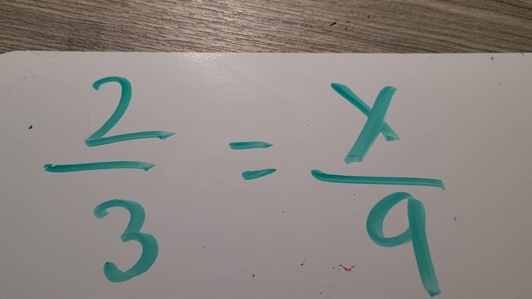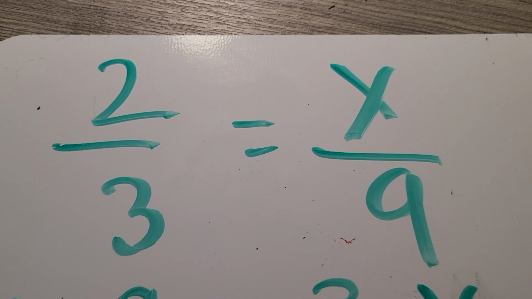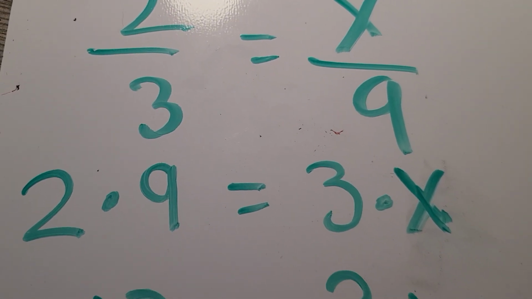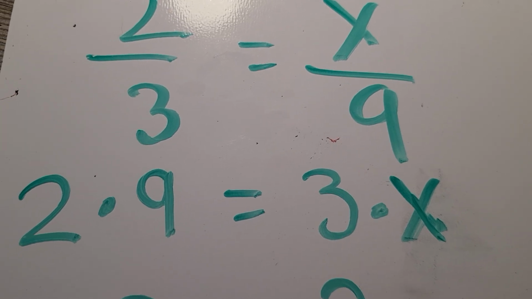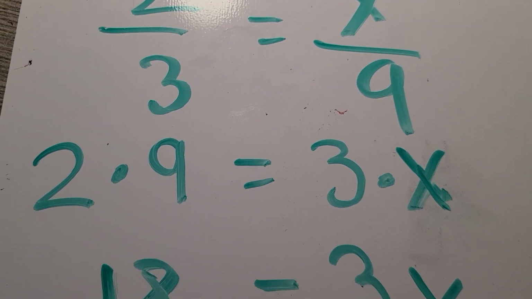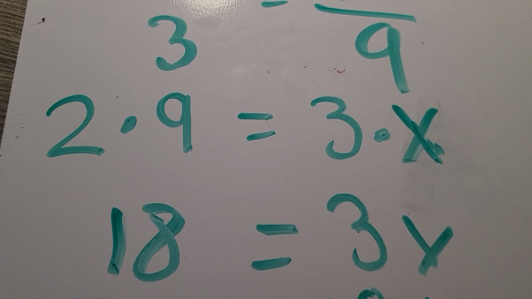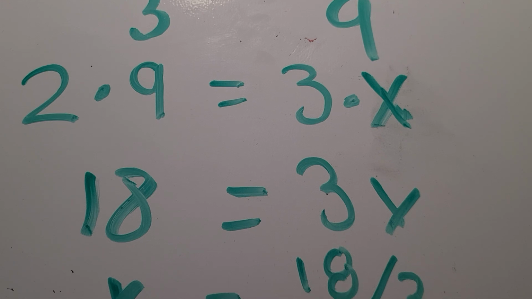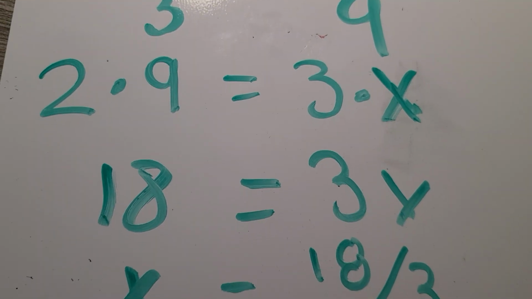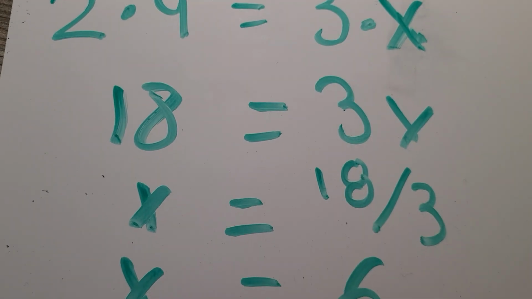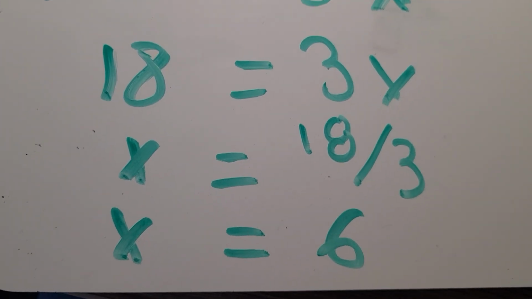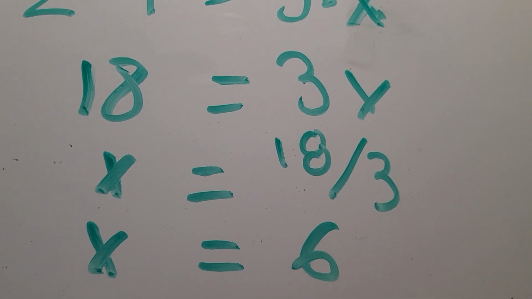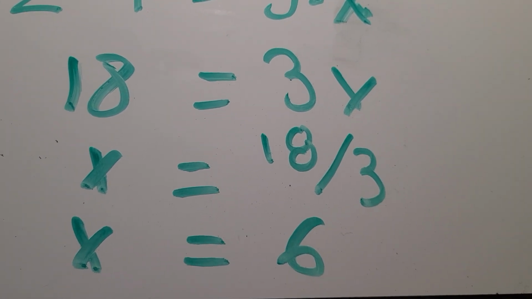Now to solve this equation, I used to cross and multiply to eliminate the fractions. Like 2 times 9 is equal to 3 times x. Then I simplify both sides of the equation. So 2 times 9 is 18, equal to 3x. But then I solve for x by dividing both sides by 3. So for example, x is equal to 18 divided by 3, and 18 divided by 3 is 6.